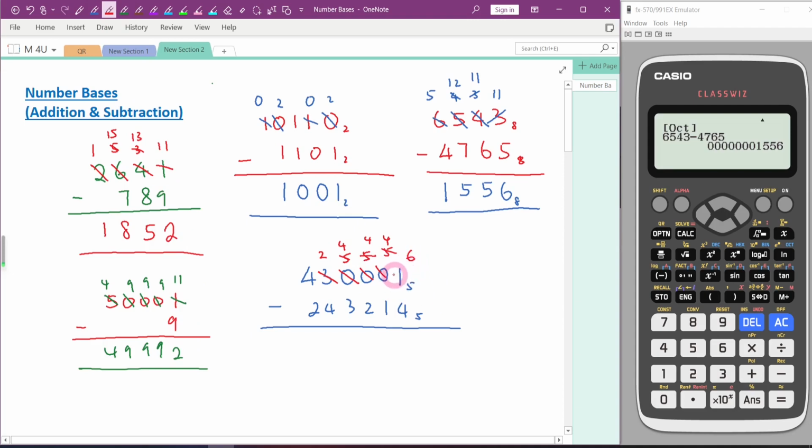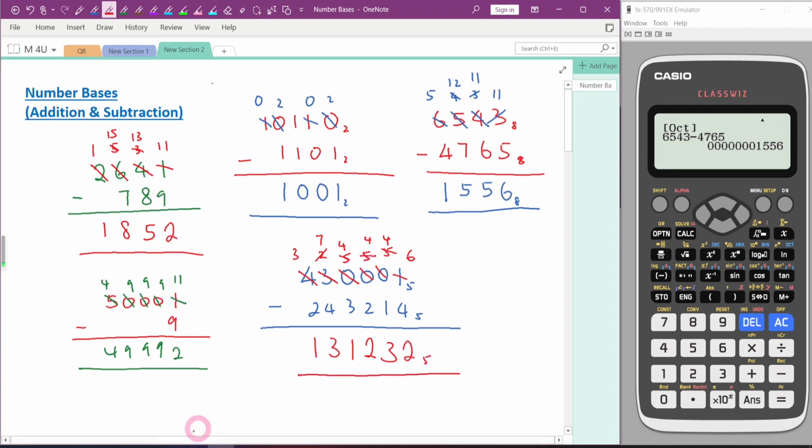Now, let me cancel this one. 5 plus 1 is equal to 6. 6 minus 4, you get 2. 4 minus 1, 3. 4 minus 2, you get 2. 4 minus 3, you get 1. 2 cannot minus 4, we have to borrow from here. It becomes 3, and this we are going to add 5 to it. 7 minus 4, you get 3. 3 minus 2, you get 1. Okay, our answer is 131232, base 5.